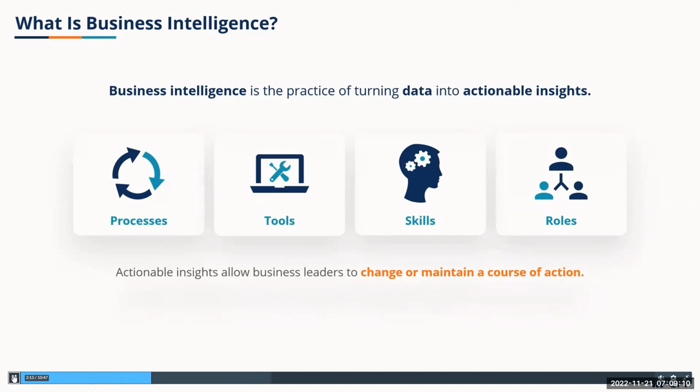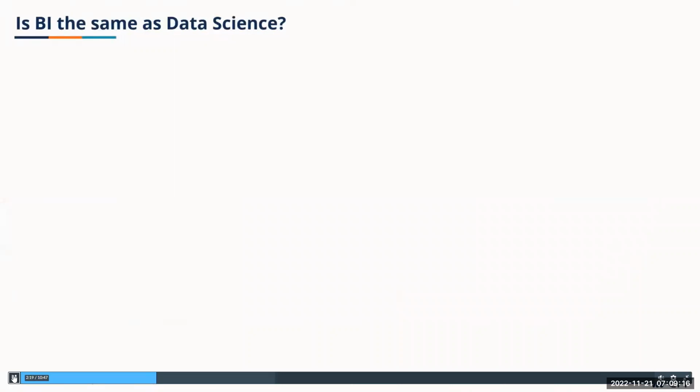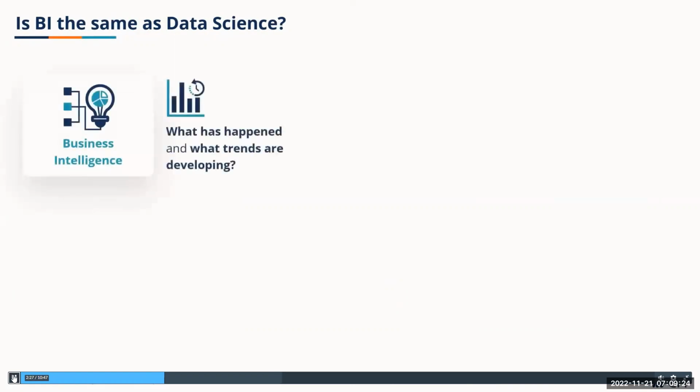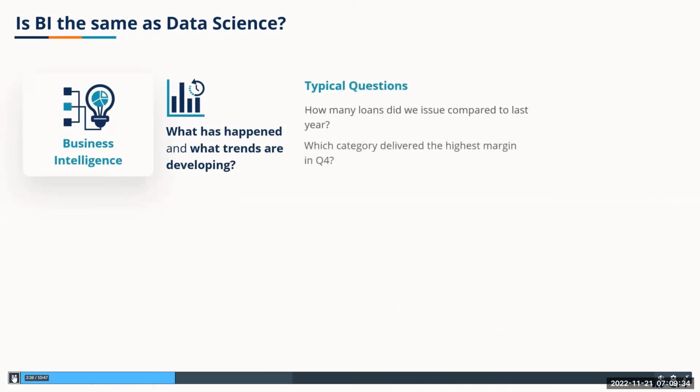To help further define the term business intelligence, I want to answer this very common question. Is BI the same as data science? In a nutshell, no. Business intelligence focuses on what has happened and what trends have been developing. Common questions in BI might be how many loans did we issue compared to last year? Or which category delivered the highest margin in Q4? And the key skills required for BI are basic statistics, data transformation, data visualization, and specific business knowledge.